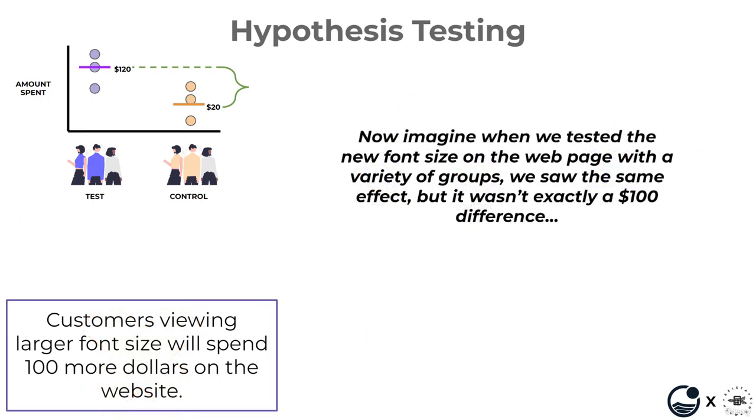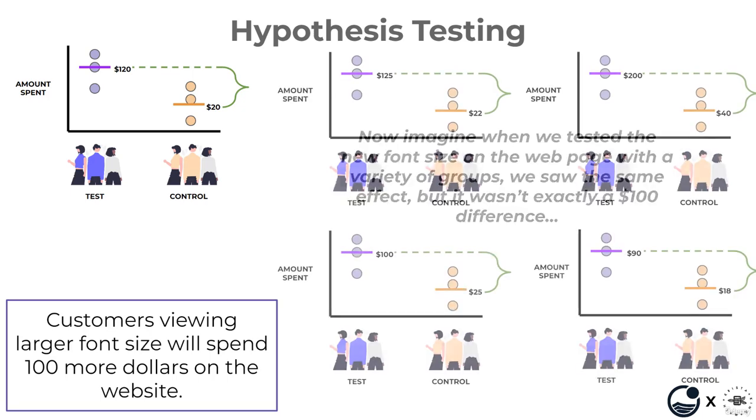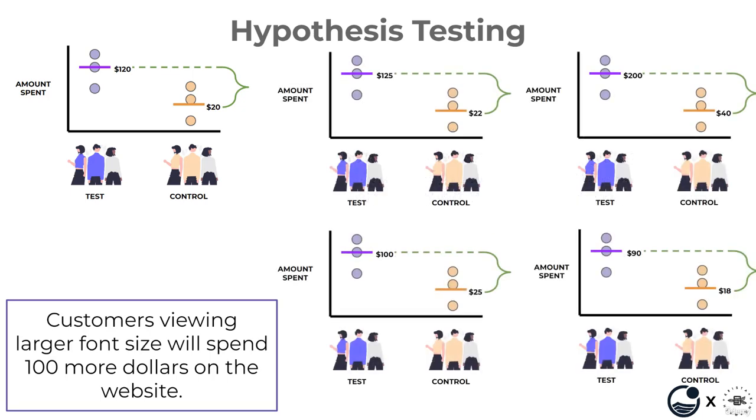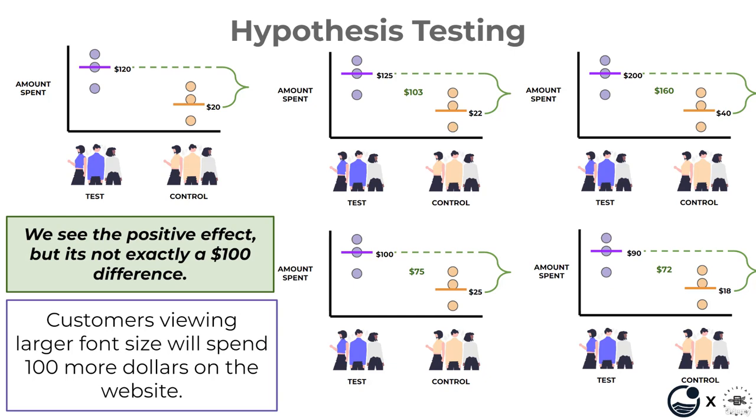Now, let's imagine that we rewind time. So now, again, I'm going to test the new font size on the web page for a variety of groups. And this time, if we rewind time and pretend that we were to redo this experiment, what happens if I get the same trend, but it's not exactly a $100 difference? So I test this out in a variety of experiments, and the test group does, in fact, spend more than the control group. But you'll notice, if you pay close attention to these actual experimental examples, it's not exactly a $100 difference. So in one experiment, it was 103, another experiment was 160, 75, and 72 difference, and so on.